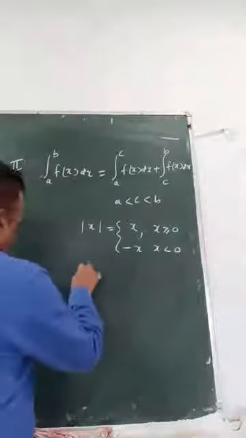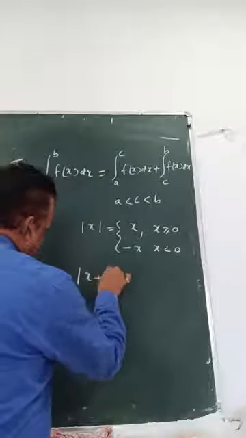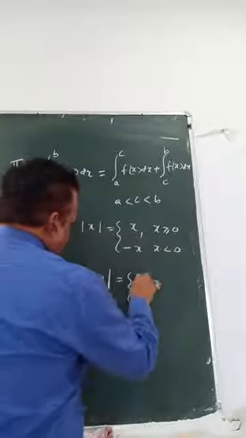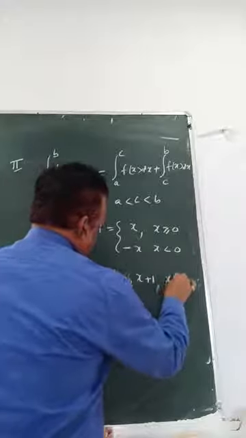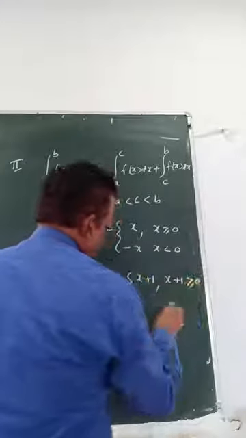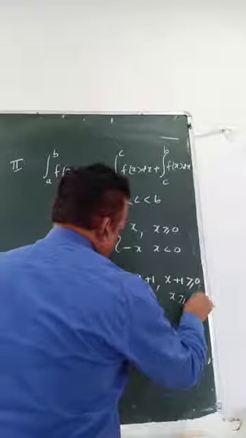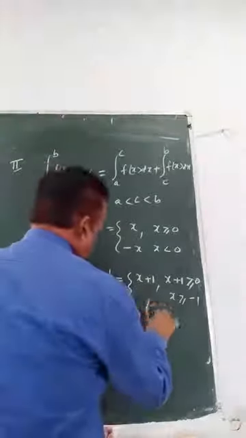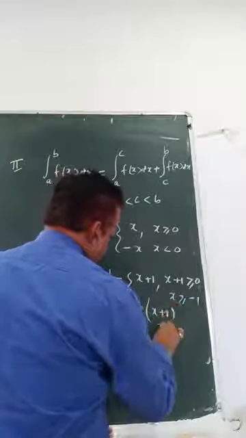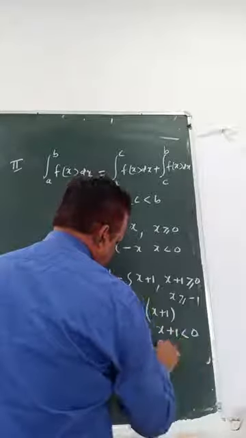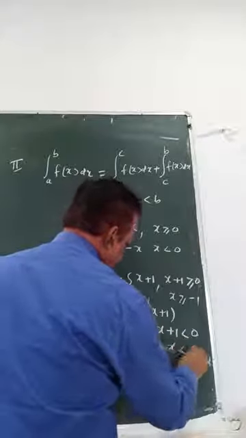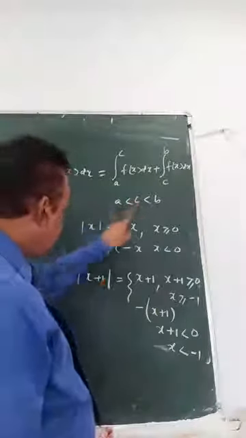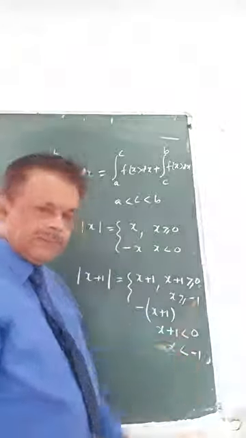Suppose you are asked modulus of x plus 1. Then how will you define it? It is x plus 1, where x plus 1 is greater than 0, or x is greater than or equal to minus 1. And minus of x plus 1, where x plus 1 is less than 0, where x is less than minus 1. That means if you get a function like this, your point c will be that minus 1.